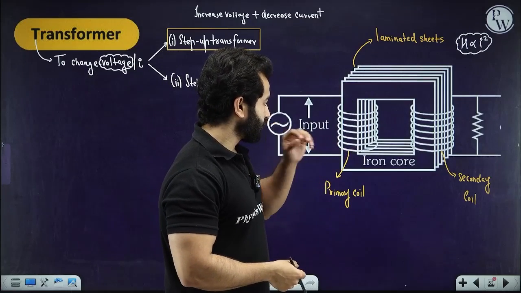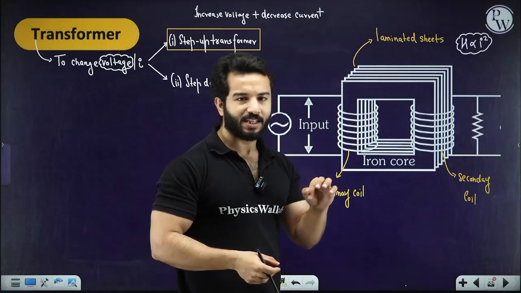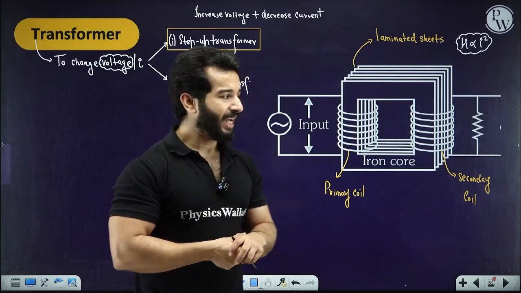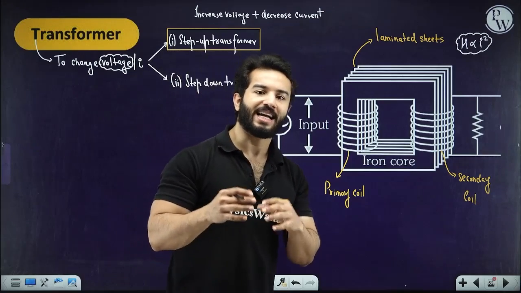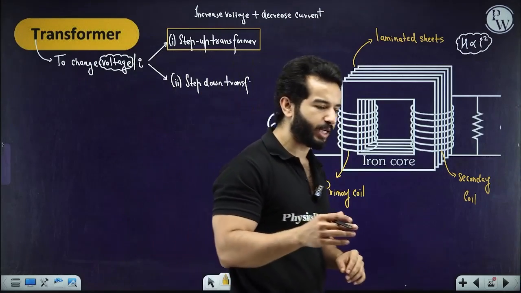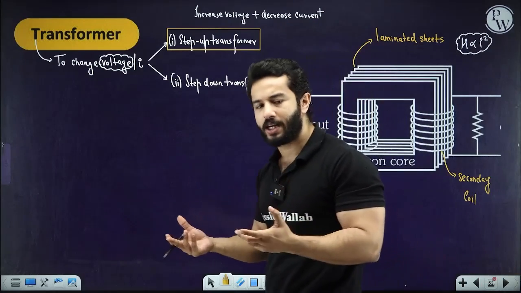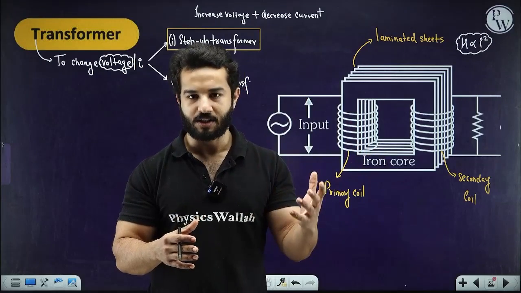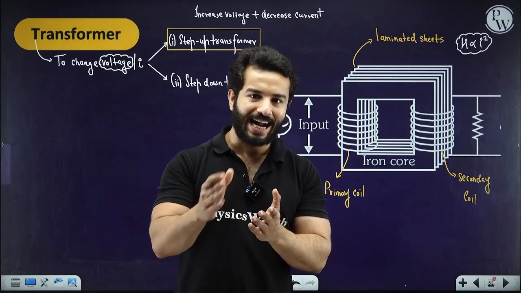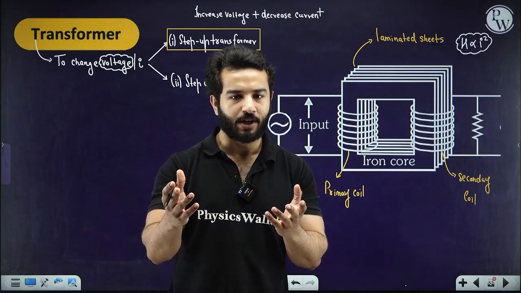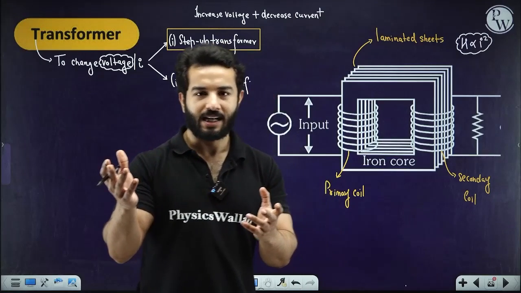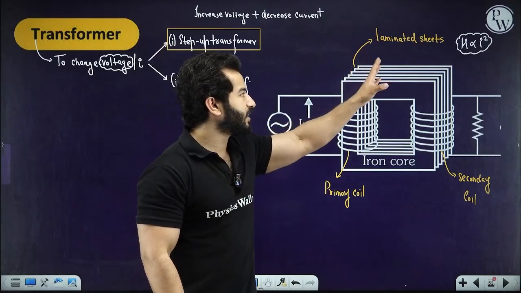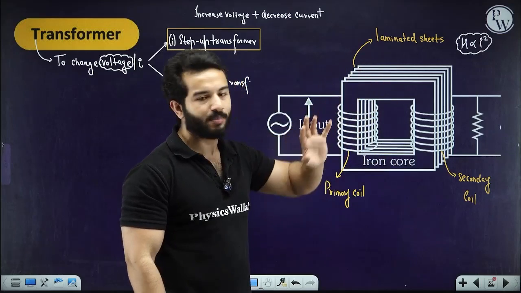The next thing is, why do we use laminated sheets? We could have used one single big block of soft iron. In that case, there is something called eddy current. I've got notes for you, so don't worry about it. But eddy currents are nothing but your normal induced current. These induced currents are produced in metallic surfaces when magnetic fields are changing, right? To minimize that loss, because if induced current is produced, there will be some energy loss, we make this iron core from laminated sheets.